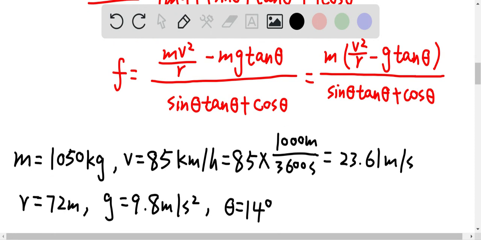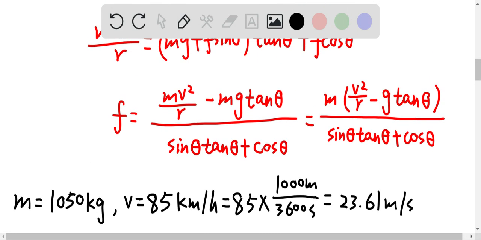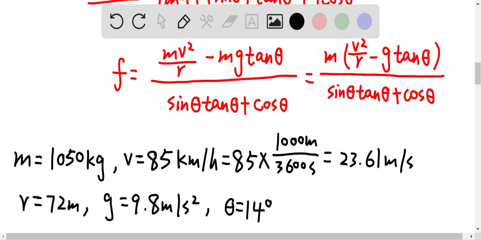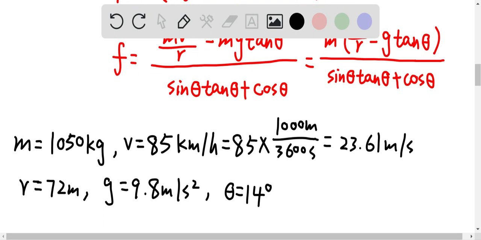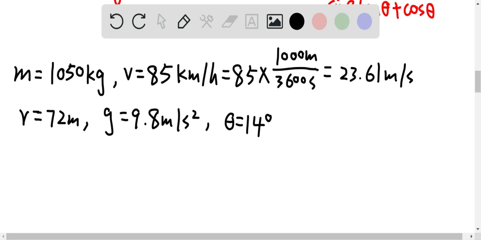So we know the mass of the car is 1,050 kilograms, and the speed of the car is given as 85 kilometers per hour. If we convert it to meters per second, it's about 23.61 meters per second. And we know the radius is 72 meters, and the acceleration of gravity is 9.8 meters per second squared. And the angle here is given as 14 degrees. So let's try to determine the friction.